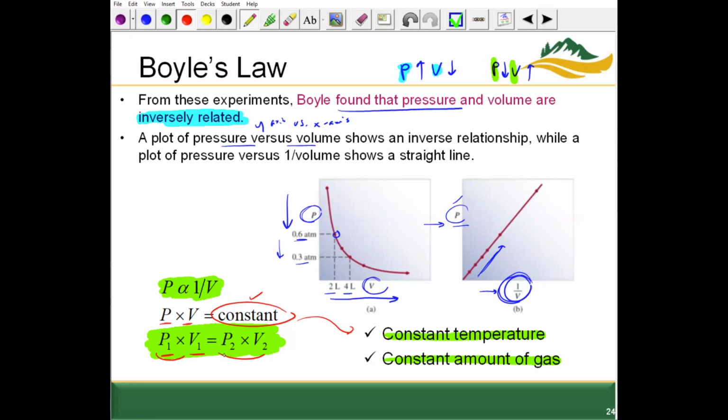That's still going to equal this second pressure times the second volume. So if these were our initial conditions, for example, and these are our final conditions, we take pressure and volume initially, and that's still going to equal pressure times volume in our final conditions. We'll practice using this equation for Boyle's law.